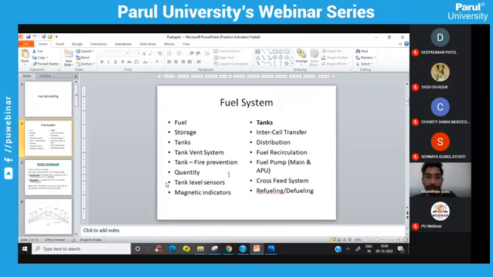And tank fire prevention, we have already discussed. As we can't exclude the ignition and the fuel, we have to exclude the oxygen. It's a deep topic we will be discussing later.